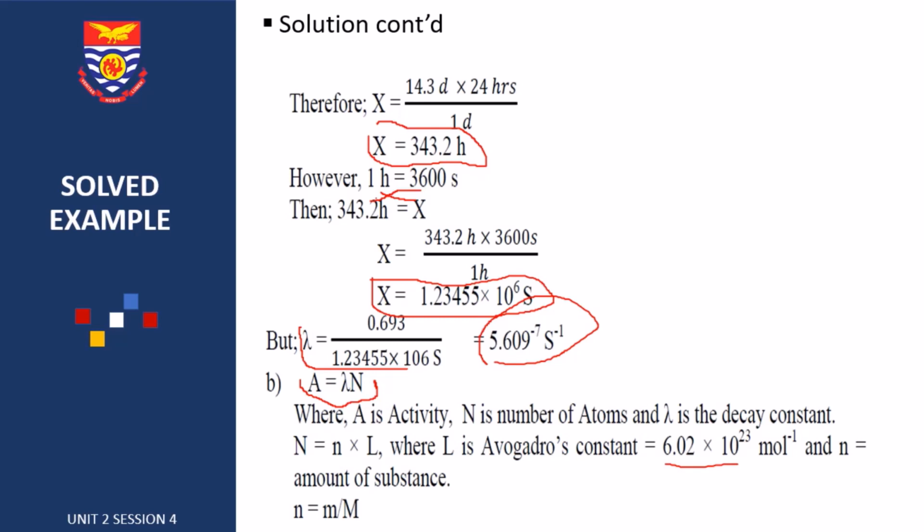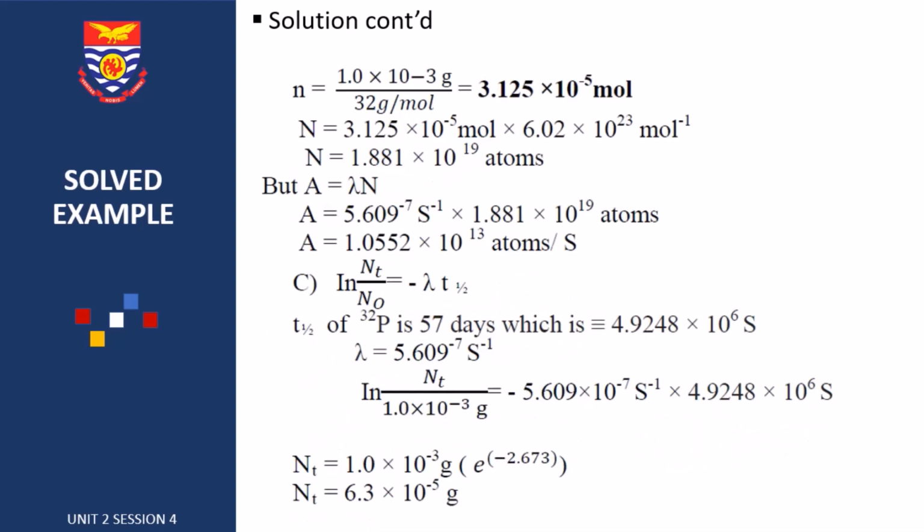So first of all, we need to find the number of moles, and the number of moles is given by mass over molar mass. So if we can get the number of moles from the mass given to us, then we can multiply it by the Avogadro's constant to convert it from mass to number of atoms.